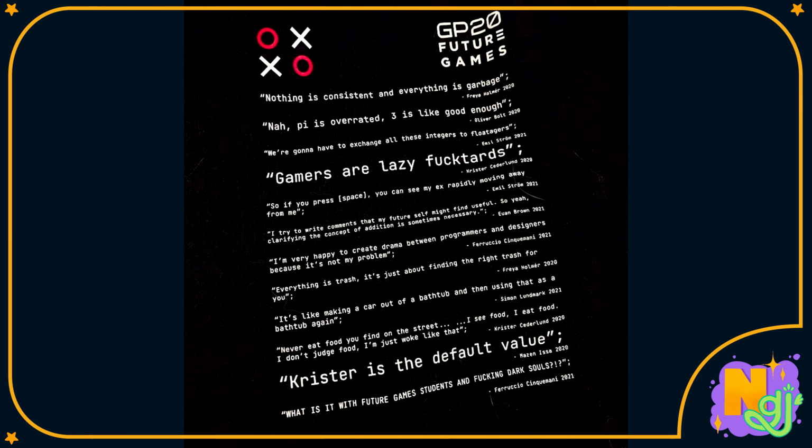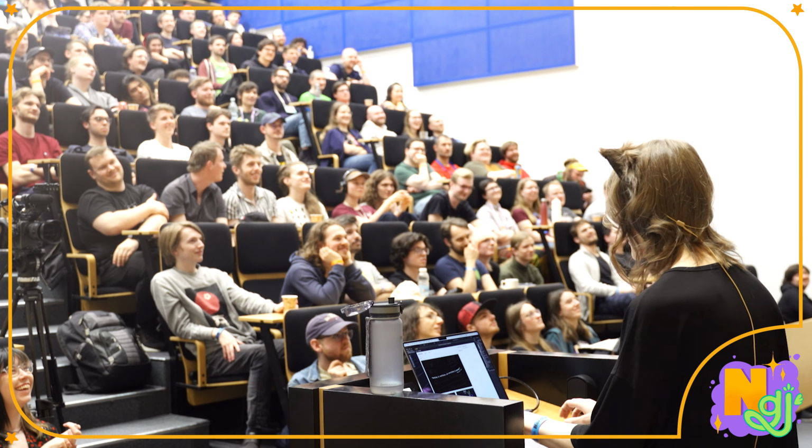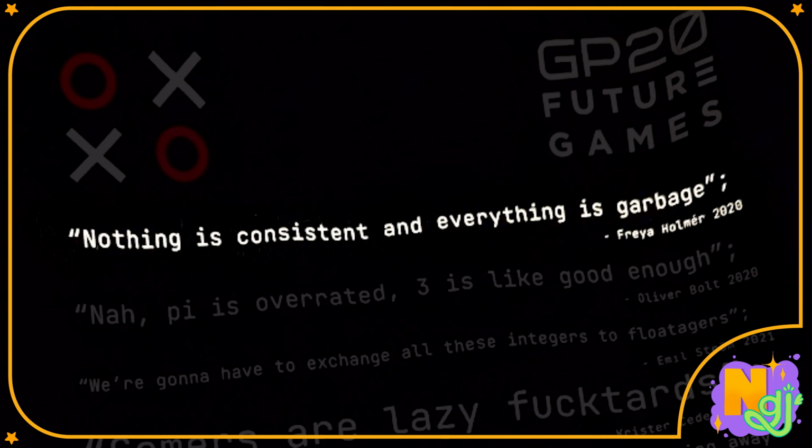So my students made a shirt at one point with quotes from their teachers. The quote they picked from me was, at some point in some lecture, I said that nothing is consistent and everything is garbage. I don't remember the context for that, but it applies here. This is just a mess. It's really annoying to find consistent information about this, so you kind of have to experiment your way there.